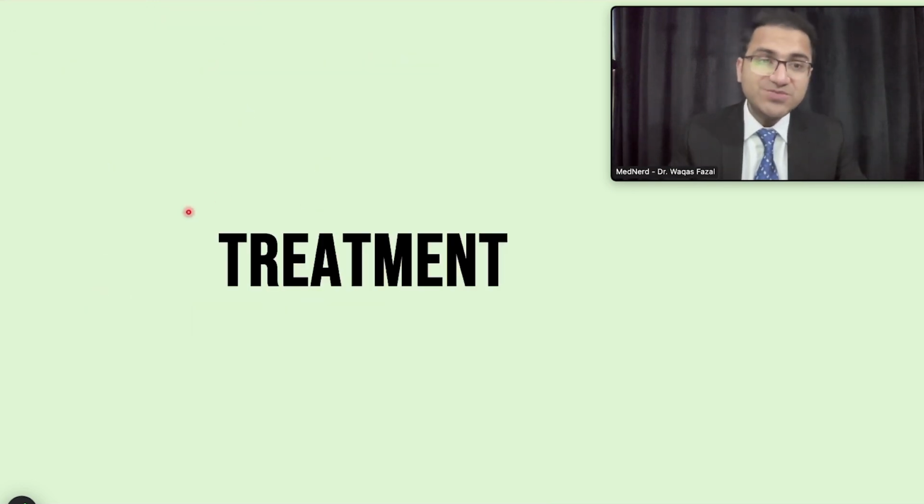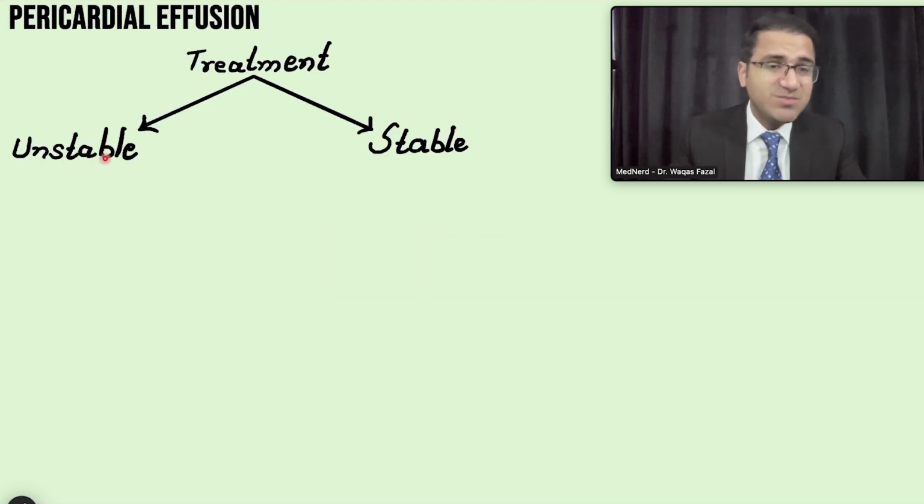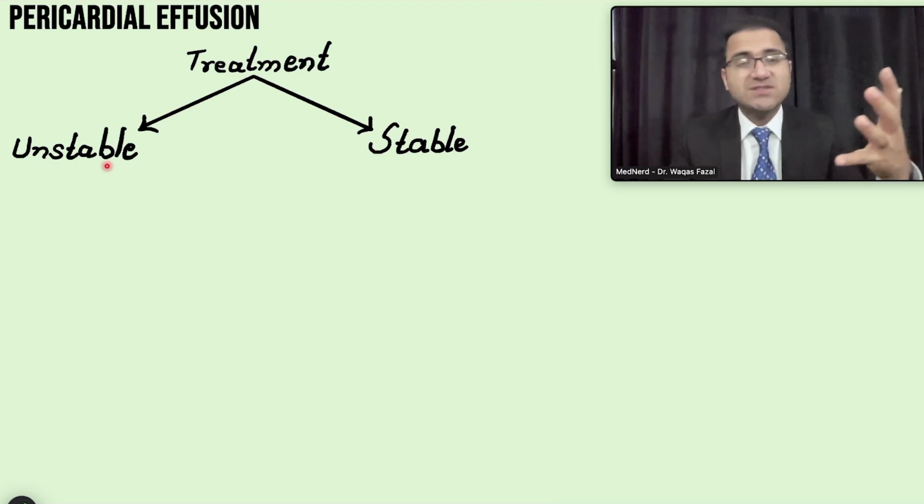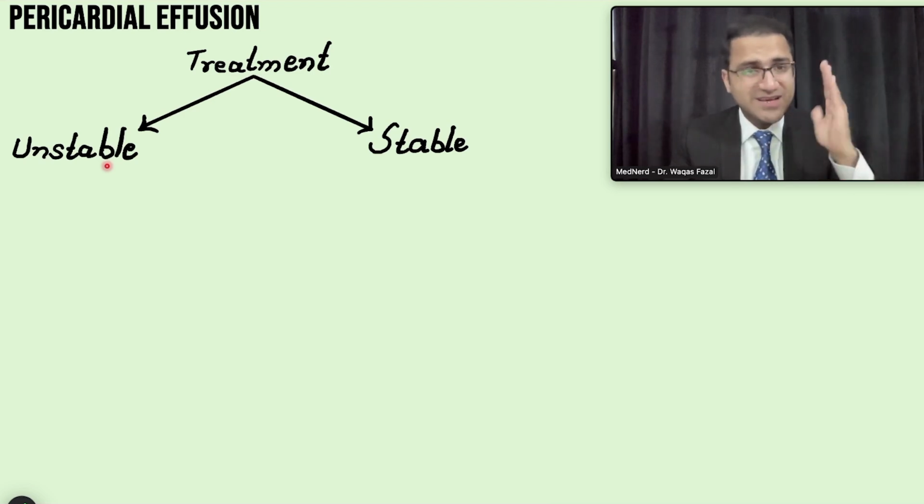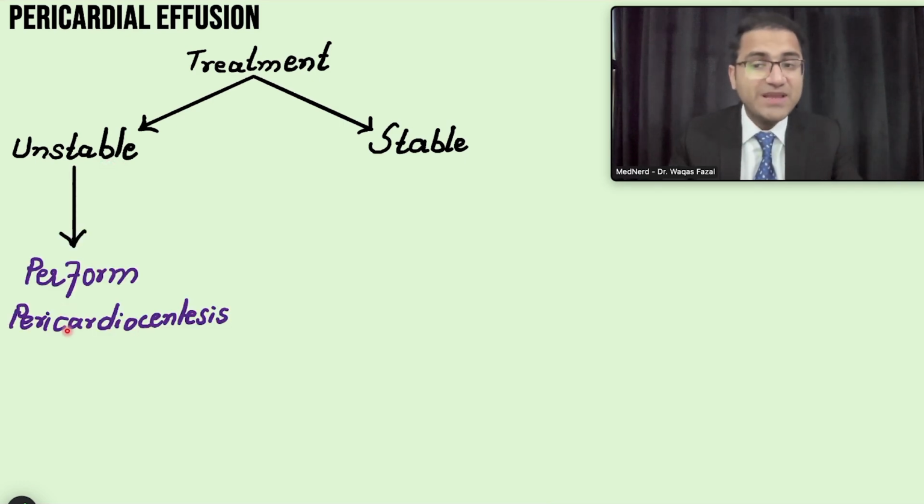Now, coming to the treatment of pericardial effusion, treatment depends on whether the patient is stable or unstable. If the patient is unstable, the patient is not maintaining blood pressure, the patient is having severe shortness of breath, severe chest pain, and has come to you in emergency, is having muffled heart sounds, distended neck veins, low blood pressure, the Beck's triad is there, you need to immediately remove the fluid from the pericardial cavity. You have to perform therapeutic pericardiocentesis.